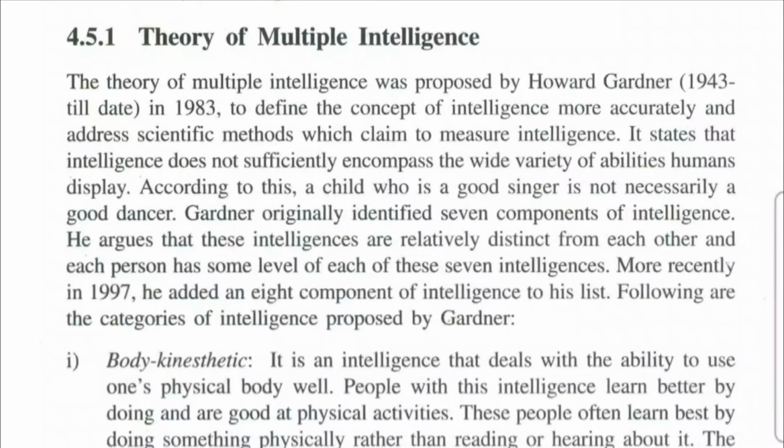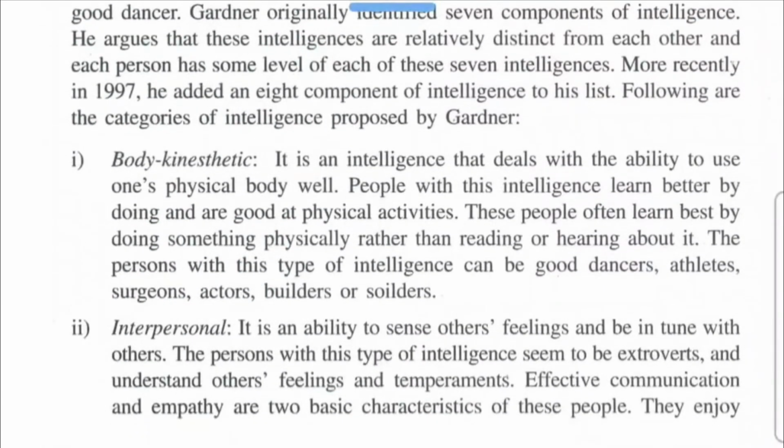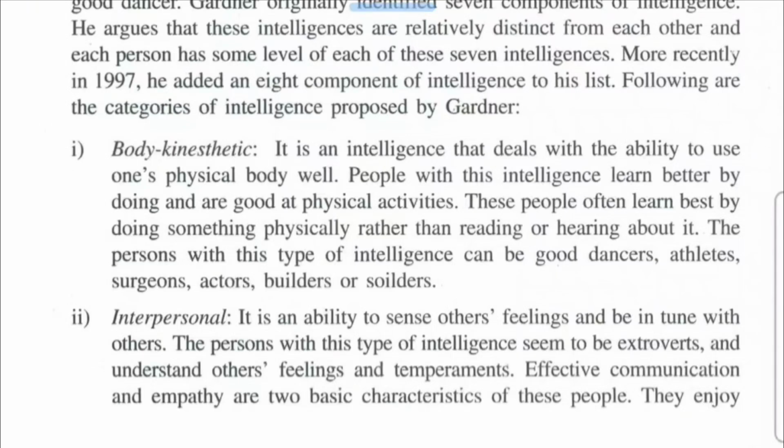Gardner originally identified 7 components of intelligence. He argues that these intelligences are relatively distinct from each other, and each person has some level of each of these 7 intelligences. More recently, in 1997, he added an 8th component of intelligence to his list. Following are the categories of intelligence proposed by Gardner.